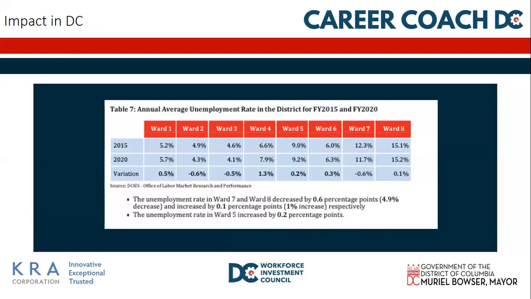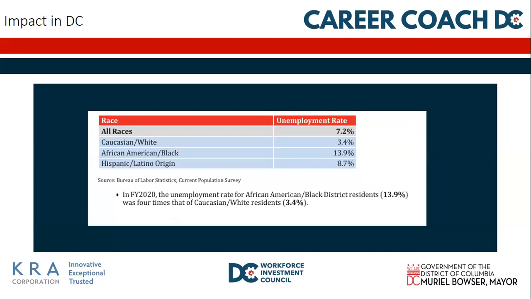When we think of workforce and who we're providing services to, it is safe to say the majority of our residents are coming from Ward 7 and 8, and the majority of our programs do outreach and provide services in Ward 7 and 8. These stats show us that Ward 7 and 8 have the most need, which is the reason why we do this. On this slide, we see that African Americans have a much higher unemployment rate than any other group in the district.